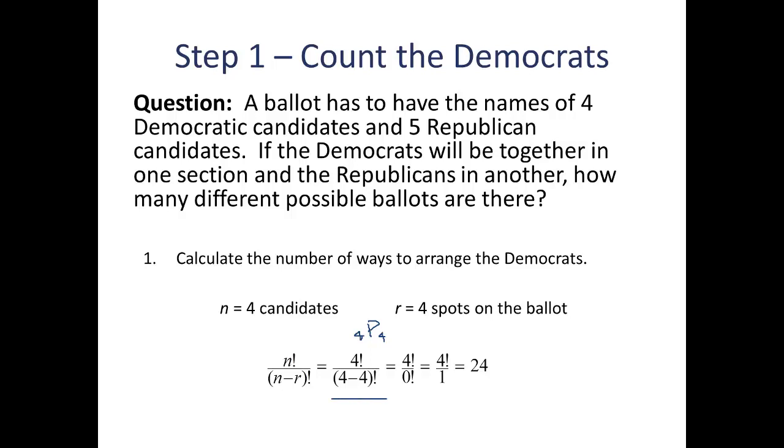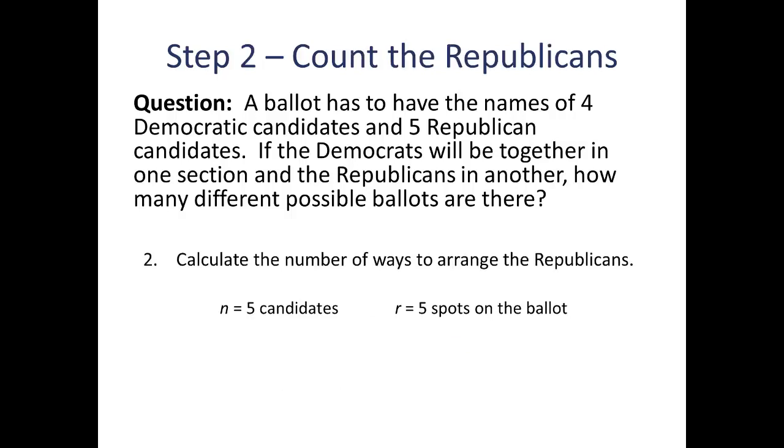If we substitute those numbers into the formula and start simplifying, 4 minus 4 is 0. 0 factorial is 1, which makes this equal to just 4 factorial. And 4 factorial is 24. Now, hold on to that number. And we're going to go to step 2, where we calculate the number of ways to arrange the Republicans.